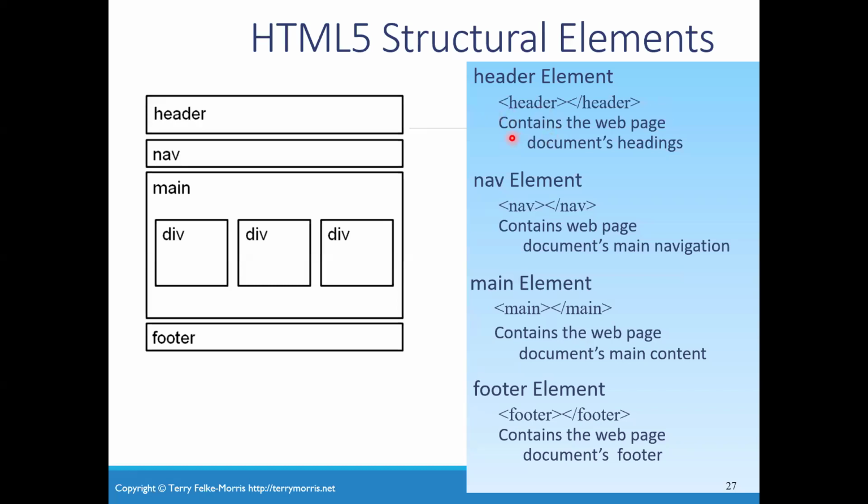See, the header section will contain the web page document's headings. The nav element, this is how we write it. It also contains navigation of the web page. Now the main element contains the web page document's main content. So the main content can have a combination of divs to group every element or every section you want to display. And now we have the footer section, which is presented by the footer element.